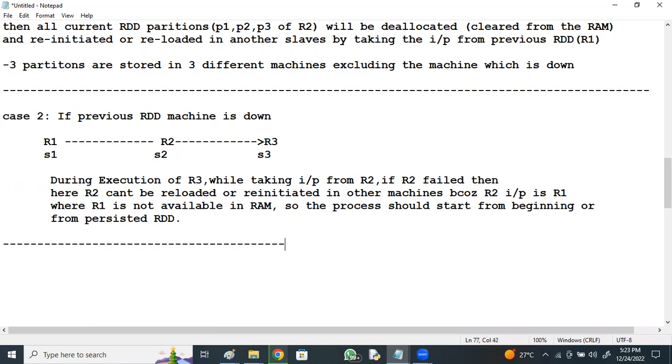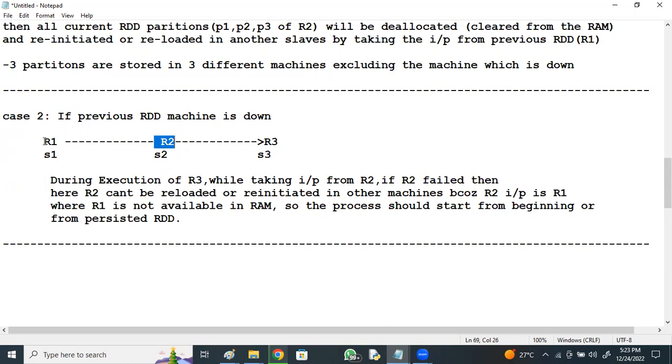Any query in case 2? Yes, I understand. So R2 can't be reloaded as in case 1, because R2's input is R1, but R1 is not available in the RAM. So R2 cannot get its input from R1, and the flow starts from the beginning.